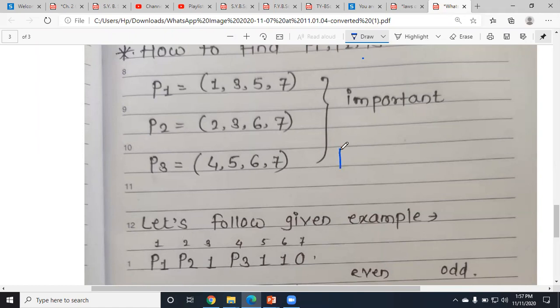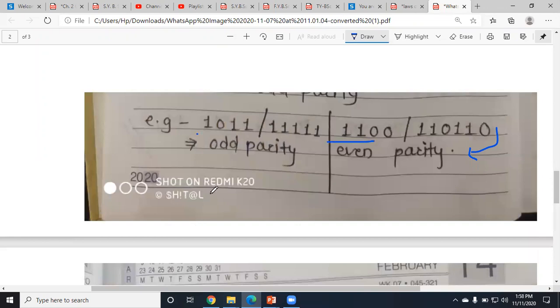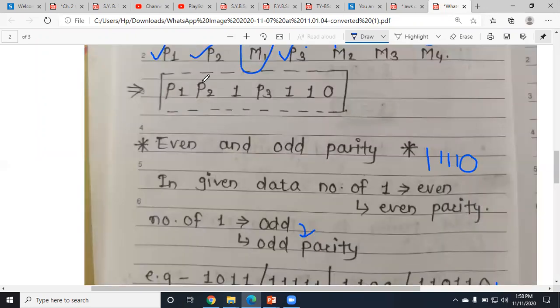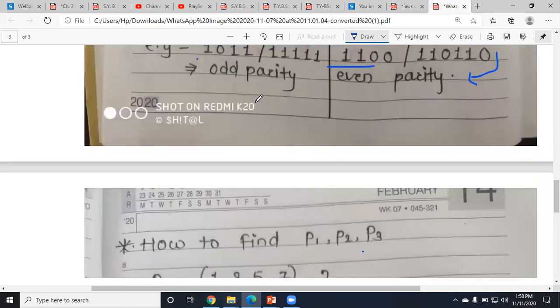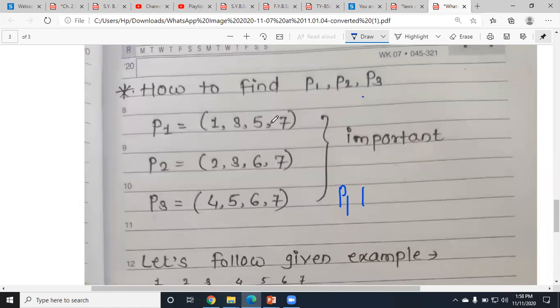What is the data at first position? P1. So I'll write P1 here. What is the data at third position? 1. What is the data at fifth position? 1. I just wrote this original data below, so we don't need to scroll every time: P1, P2, 1, P3, 1, 1, 0. This is my first place, second place, third place, fourth place, fifth place, sixth place, seventh place. To find P1, I have to consider the 1, 3, 5, 7 places.